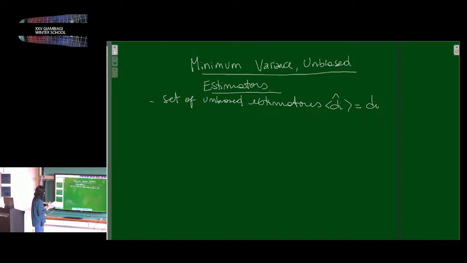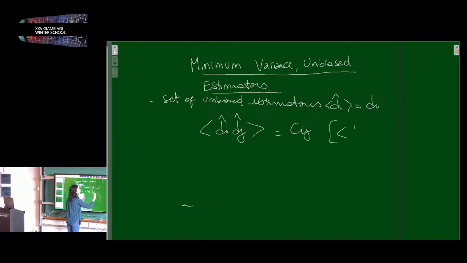Well, first of all, for simplicity, I will just subtract the mean of this guy, so that I can write down the covariance of D_i, D_j. This will be C_ij, and here I'm taking the mean of D_i equal to 0, okay? I'll subtract the mean of these estimators.